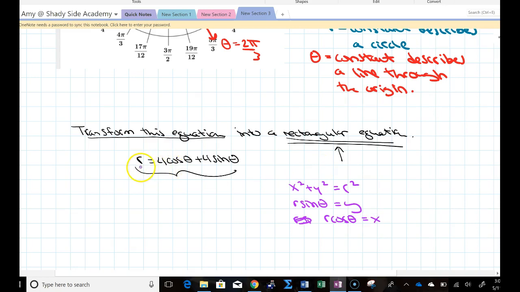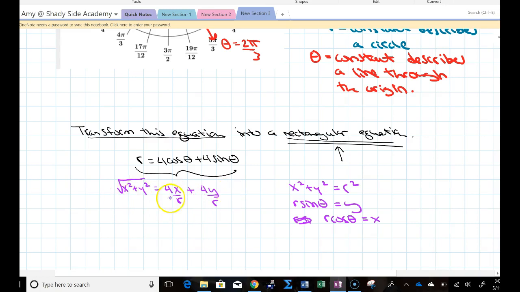So maybe this is your first time doing this and you say, okay, well, I see that r here, so maybe I can call this the square root of x squared plus y squared, right? Equals 4 cos theta. Well, I guess I can do this. 4 times cos theta will equal x over r, right? So 4 times x over r plus 4 times, well, sine theta is y over r. Oh, and can I end here? No, I can't. I don't have only rectangular coordinates. I have an r here.